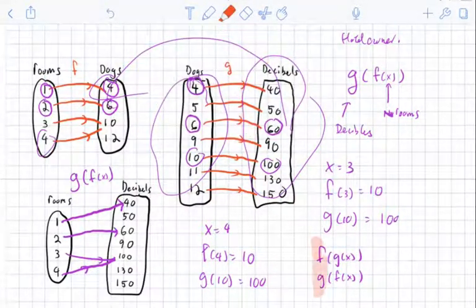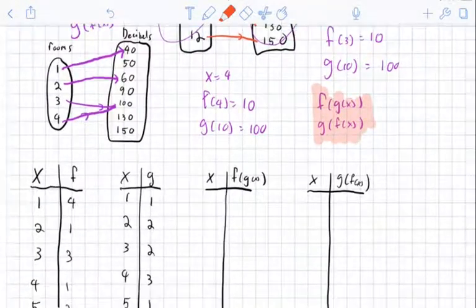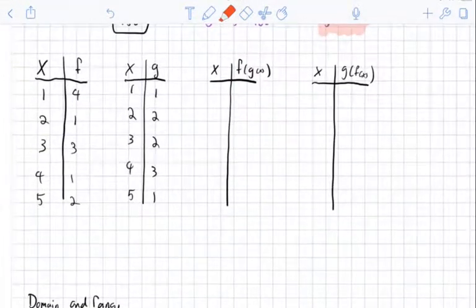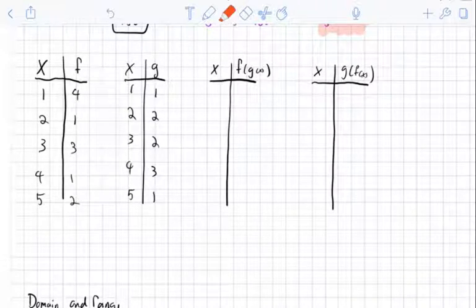This expression corresponds to 2 different ways of combining tables, 2 different orders of looking things up. And you get different values if you do it in different orders. So here I've written out 2 more tables, and let's fill in these functions. So x can be 1, 2, 3, 4, and 5.